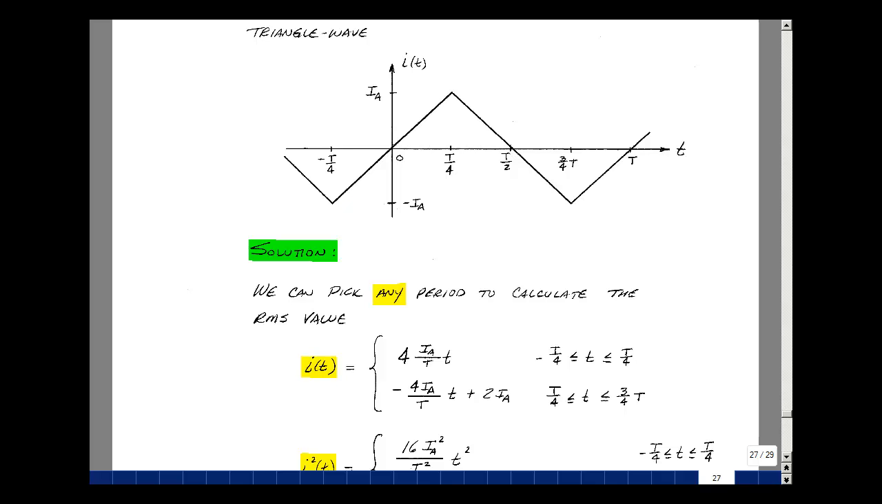We can just figure out what the slope is. So the rise is I sub a, and the run here is T over 4. So we take the rise over the run, we get 4 I sub a over T, where T is the period, times small t, which is t in seconds.